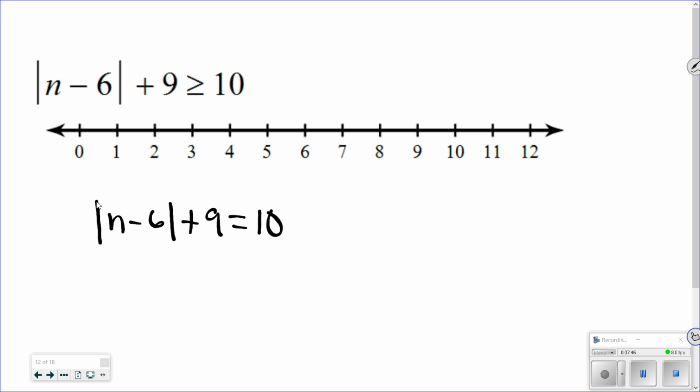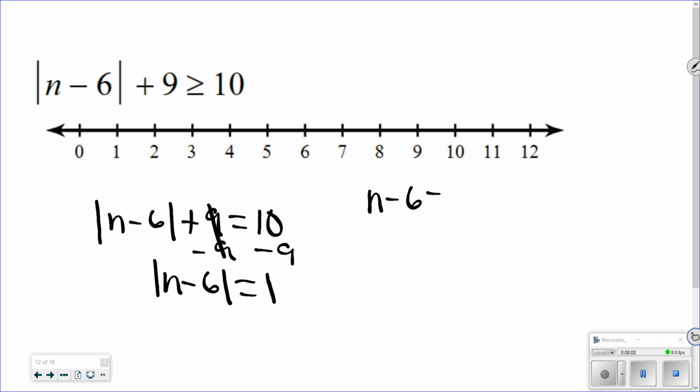Now let's go through our solving steps. So first, I'm going to get the absolute value by itself, so I'm going to minus the 9 over. So now I have the absolute value of n minus 6 equals 1. Now write your two different cases. So I do n minus 6 equals 1, and n minus 6 equals negative 1. Okay, solve those two equations.